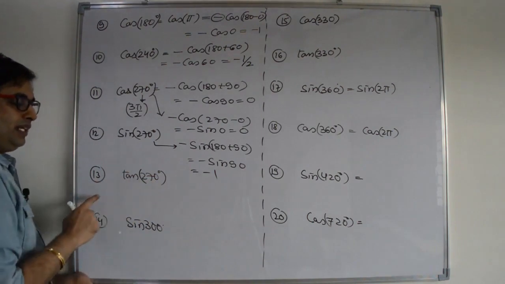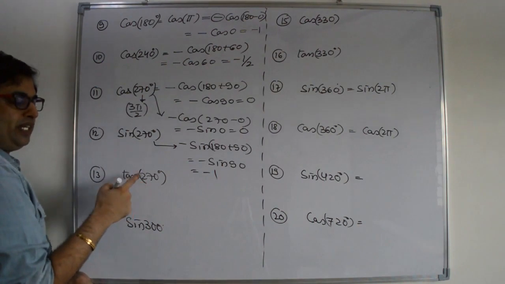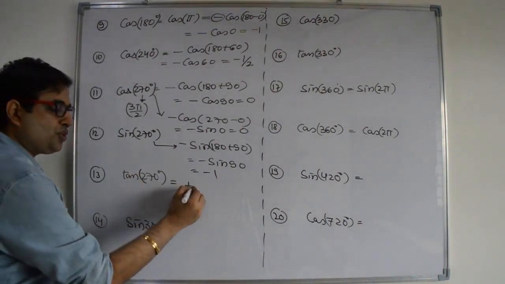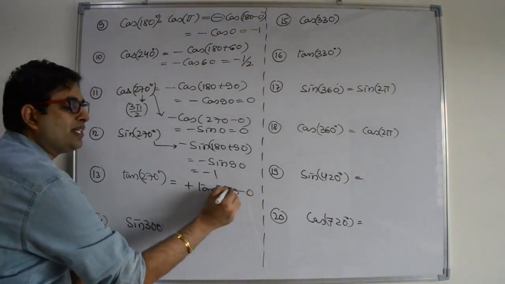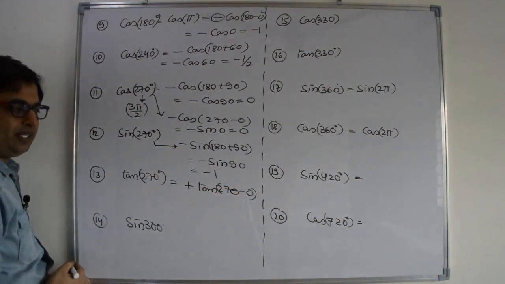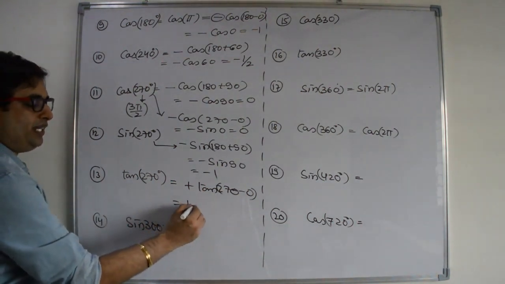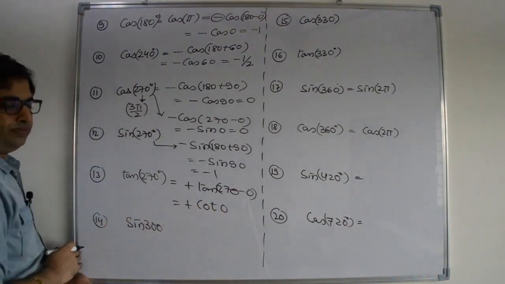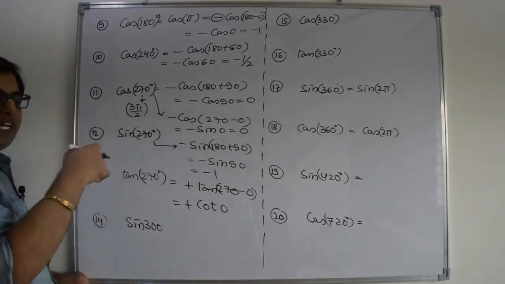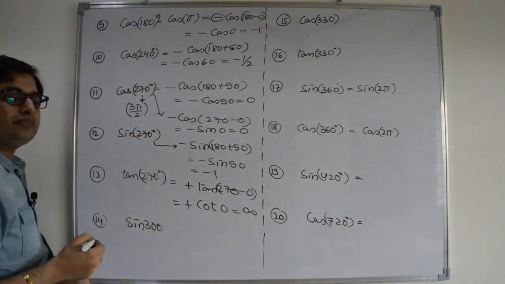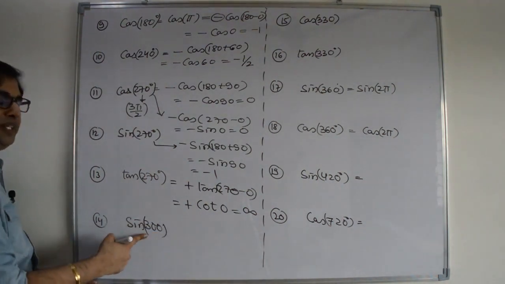Tan 270. ASTC, tan is positive in the third quadrant, because 270 is in the third quadrant, so positive. 270 plus, or you can say minus 0. Right? Whenever we have 270, we have to change the quantity, so it becomes cot 0. Right? Cot 0 is cos 0 divided by sine 0. Divide by 0 means infinity. Right? Plus infinity.